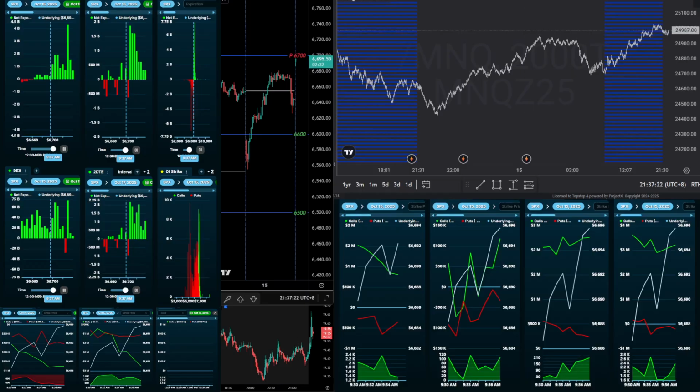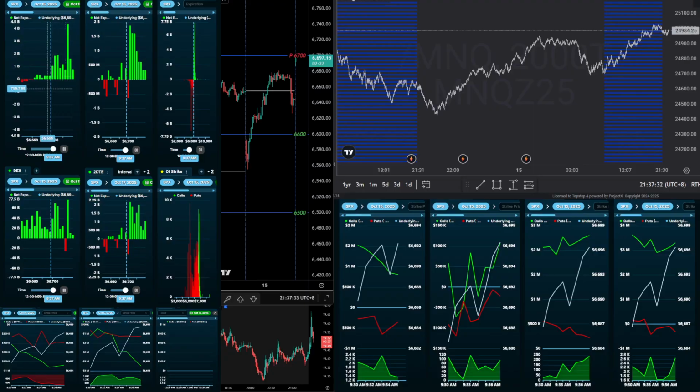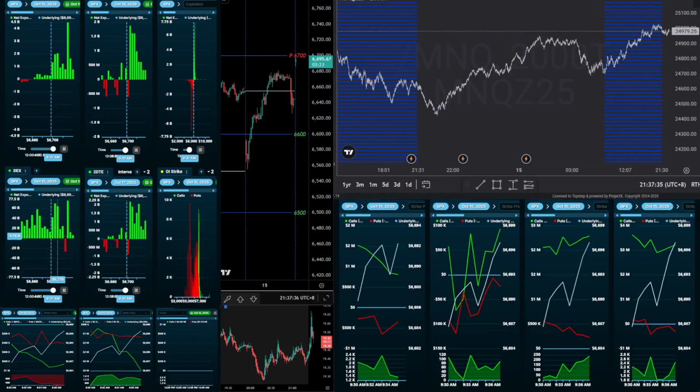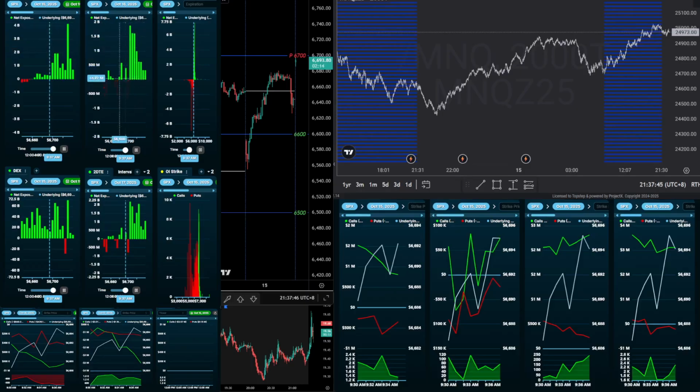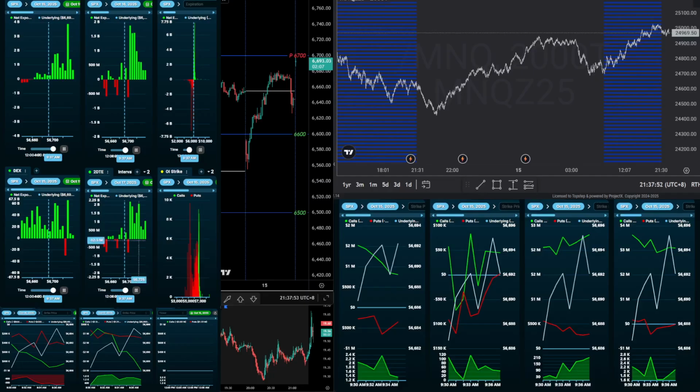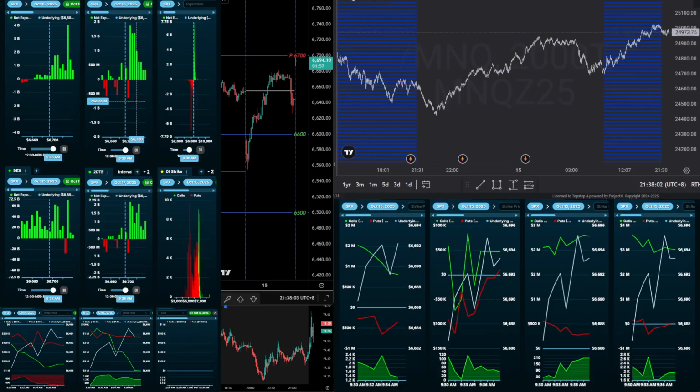So the next one, we have GEX here. That's GEX. Then next here is delta exposure, DEX, and they are both 0 DTE. And this one is 1 DTE, and this one is 2 DTE. They are not really important for day trade, okay? But sometimes we will take a look at it. So if there is a need, I will tell you.